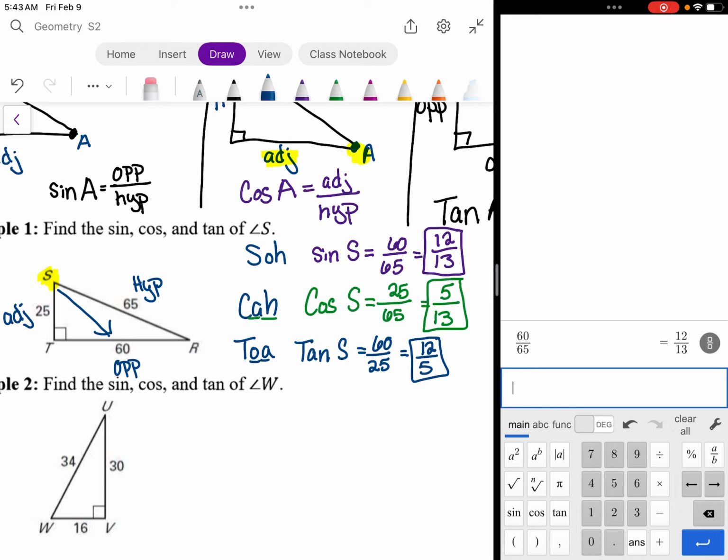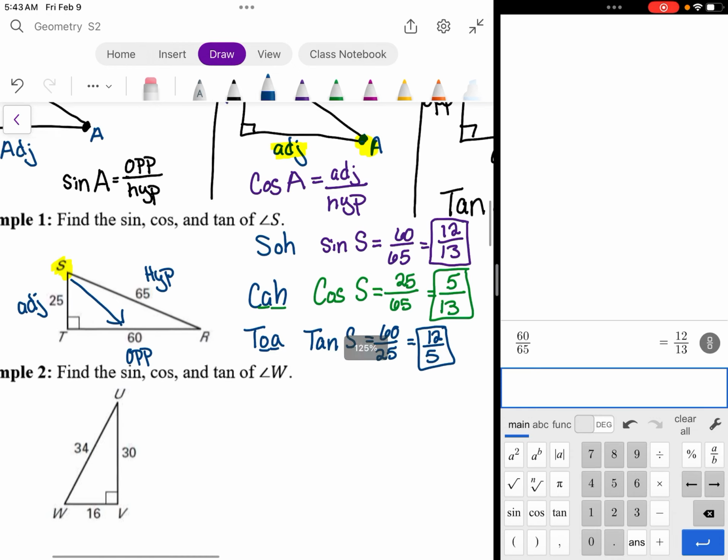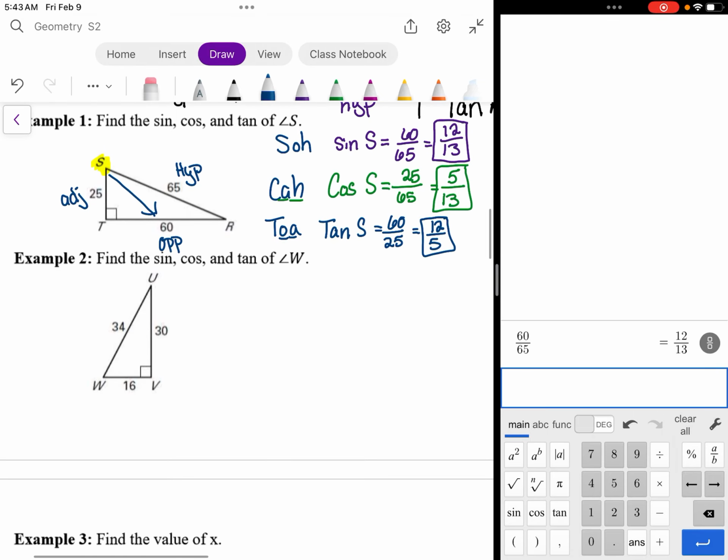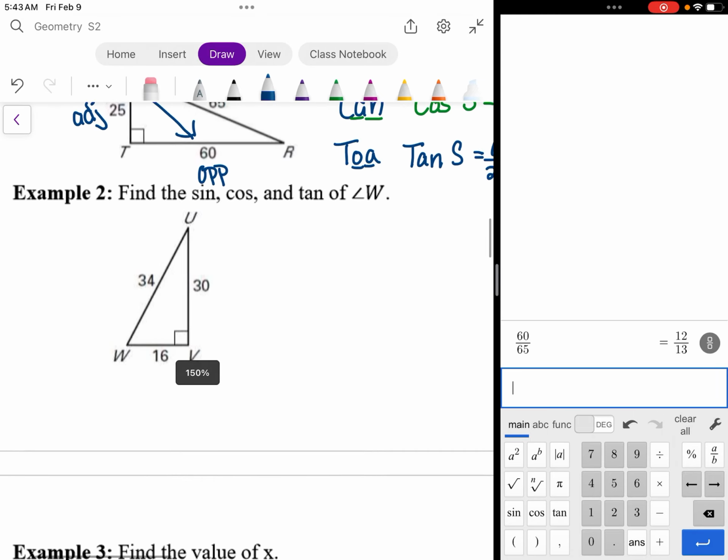So for these ones, they gave us all three sides, and what we are expected to do is just write the ratios or the fractions for the answers. So you should go ahead, pause the video, and try example 2, and then hit play to see if you got your answers correct. Same type of example as example 1.